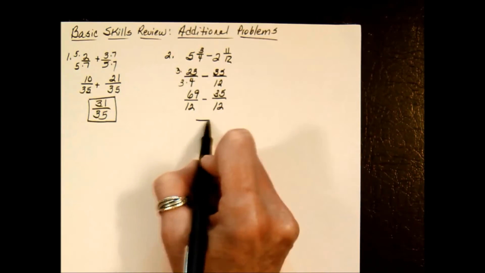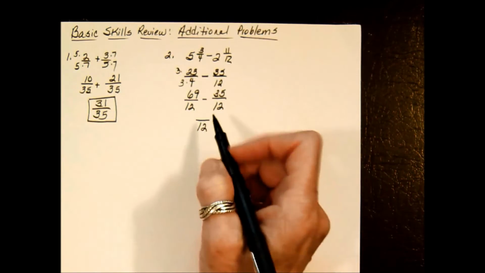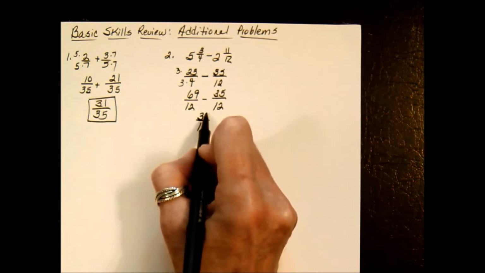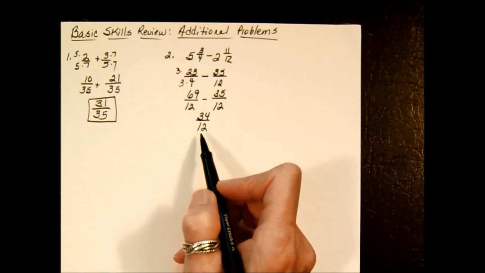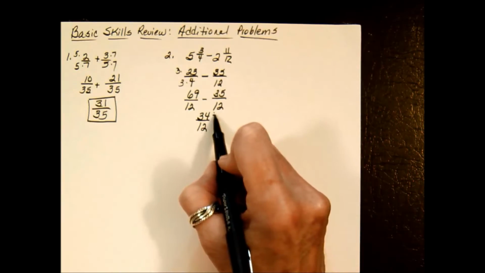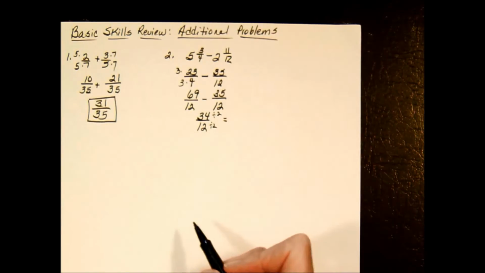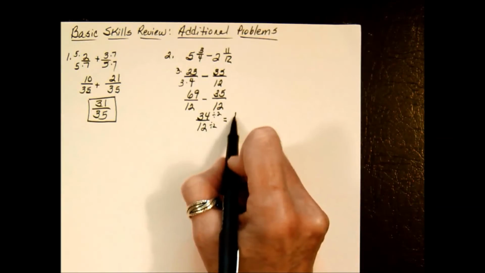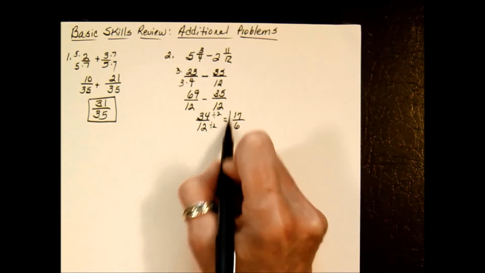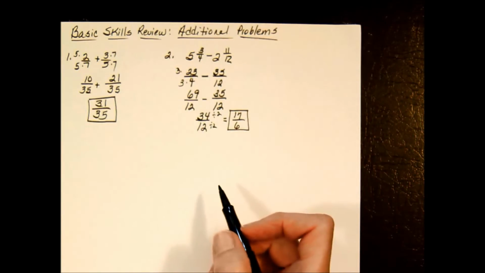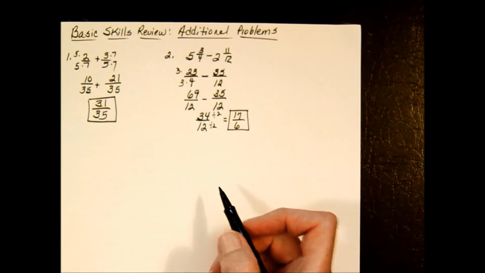So I know that my answer is going to be over 12. 69 minus 35 is 34. Now both of those are even numbers, so even as an improper fraction, I can simplify by dividing by the GCF, and I end up with 17 over 6. It's not necessary to change that to a mixed number.